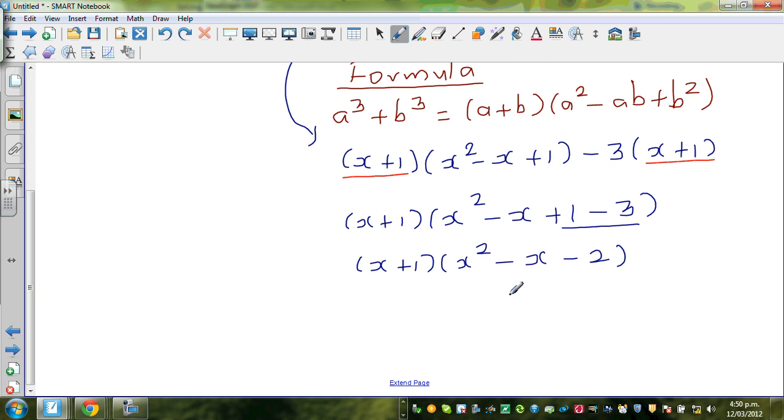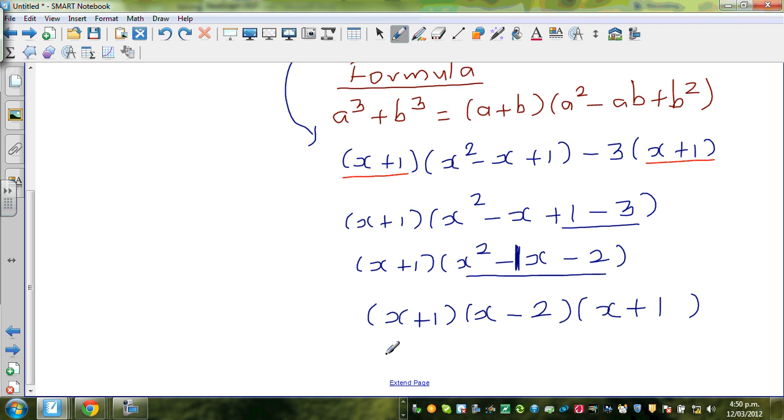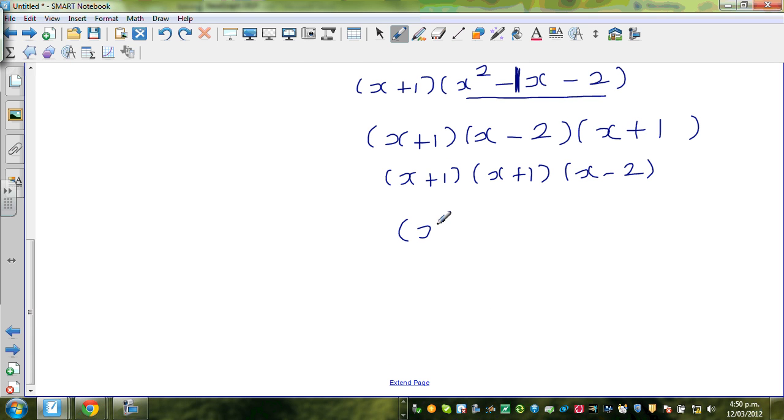Okay, now what can we do? We can factorize this, putting them in brackets. So this is (x plus 1) times (x, I'll leave a gap here. Which are the two factors of negative 2 which give you negative 1? Well, that's negative 2 and plus 1. So I'll rewrite in an order. This is (x plus 1) times (x plus 1) times (x minus 2). So finally the simplified form is (x plus 1) the whole squared times (x minus 2).